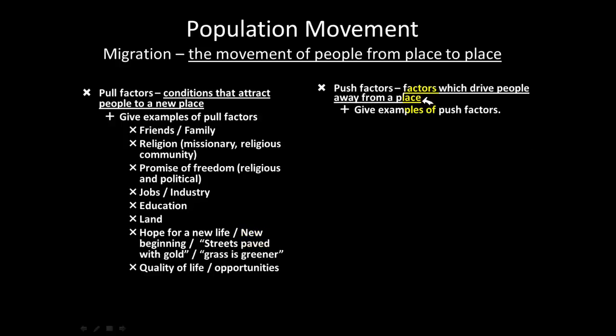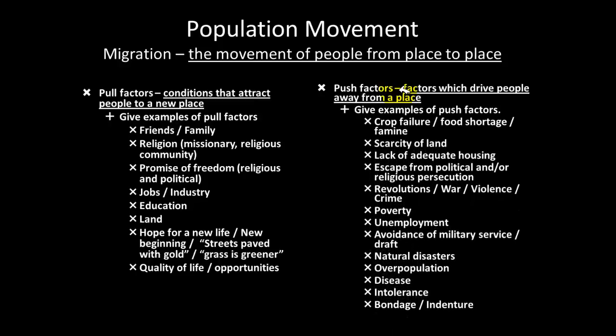Now we will discuss different push factors, and push factors are the opposite of pull factors. Push factors are things that drive people away from a place. We will give some examples of different push factors here. Crop failure, food shortage or famine, scarcity of land, lack of adequate housing, escaping from political and or religious persecution.